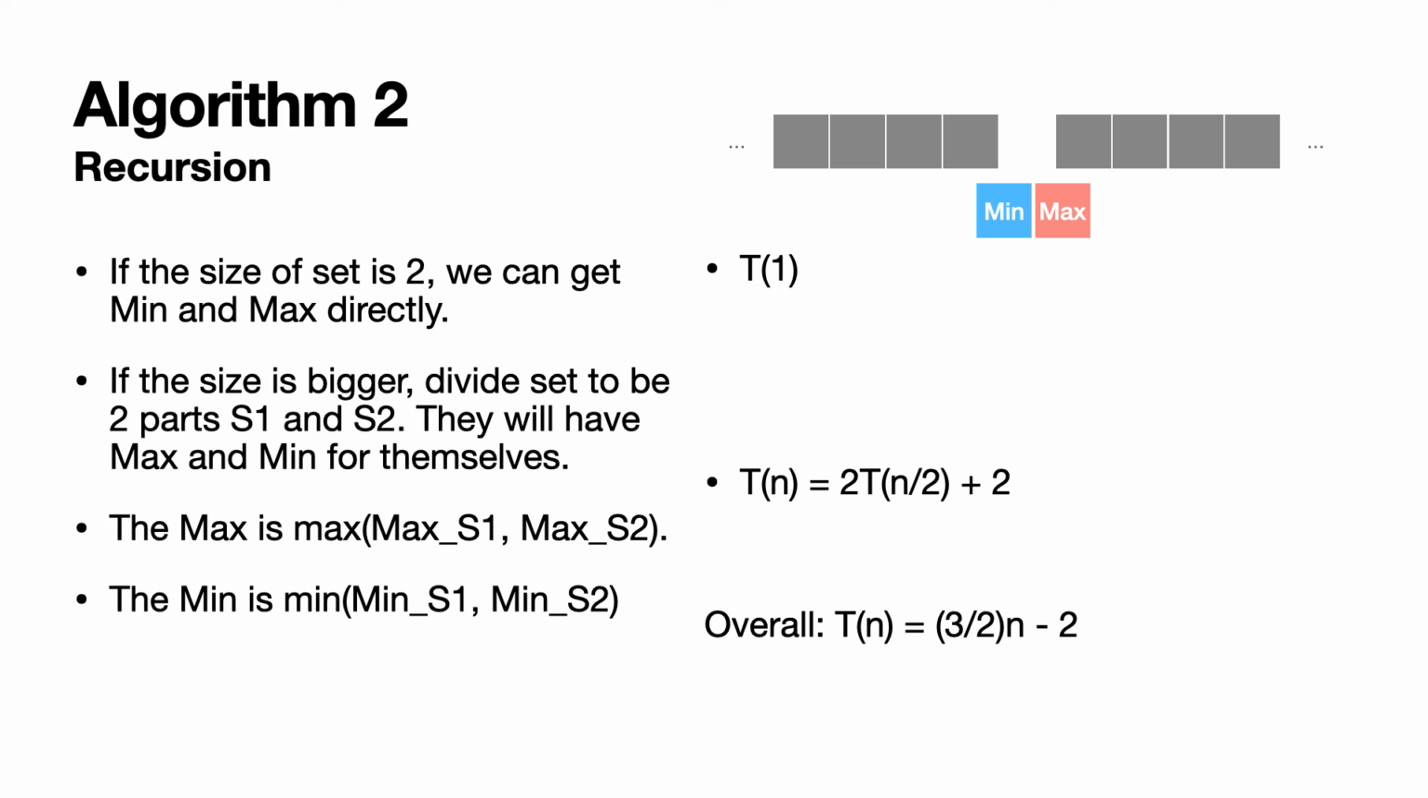Then the overall time consumed will be 3/2 times n minus 2. The big O will equal big O n.